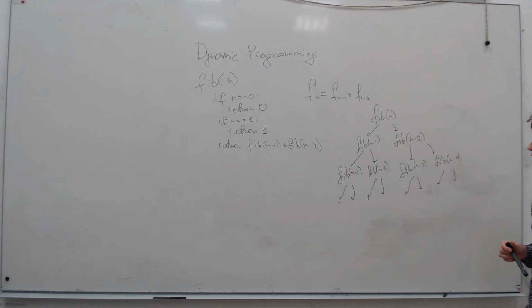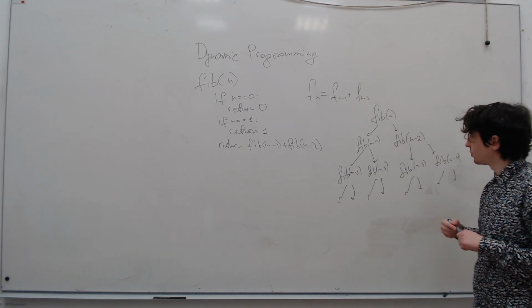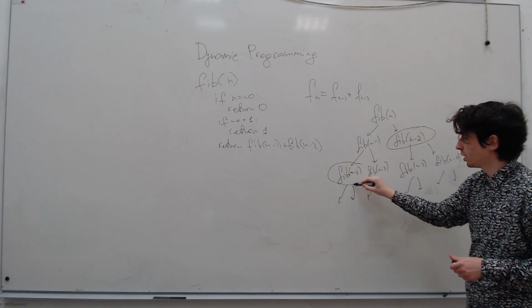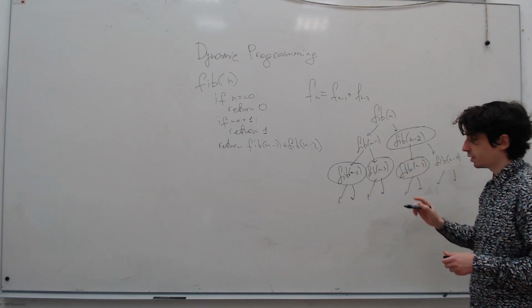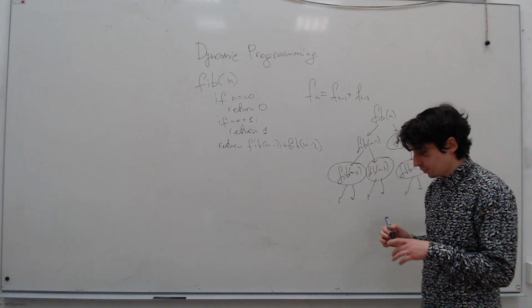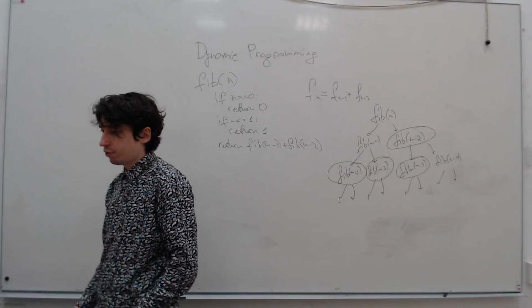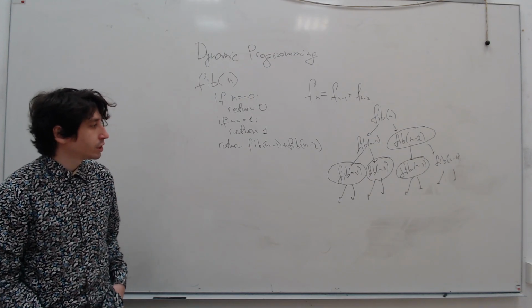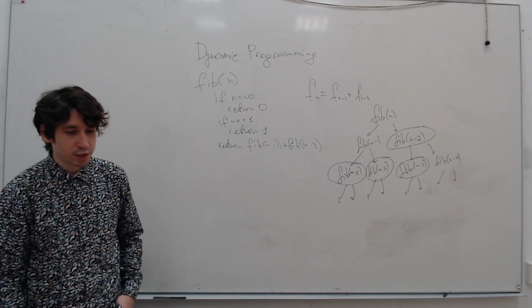But you can see that some values you calculate several times. For example, you calculate Fibonacci n minus 2 here, and Fibonacci n minus 2 here, Fibonacci n minus 3 here, and Fibonacci n minus 3 here. So, could you suggest how to improve the algorithm in order to not calculate each of these Fibonacci numbers several times?